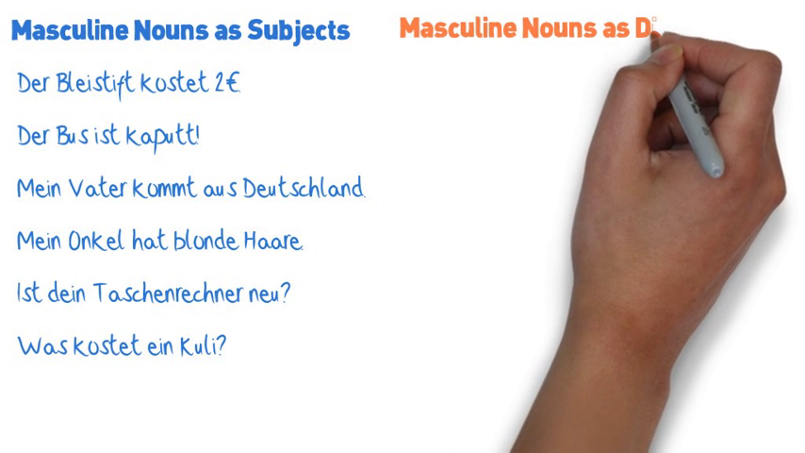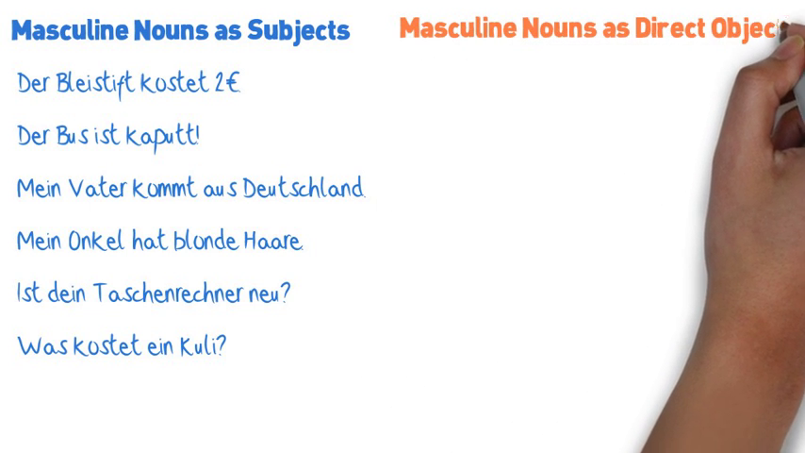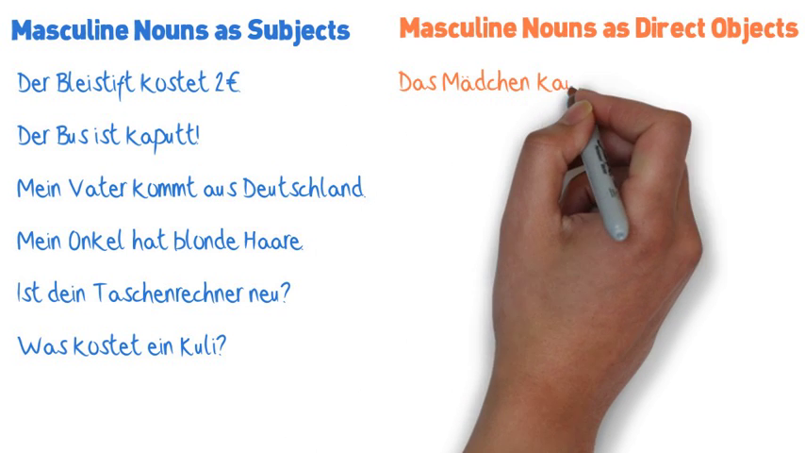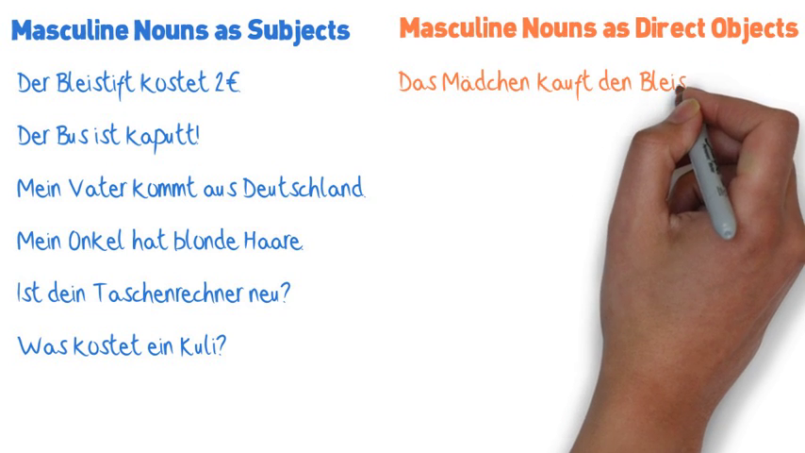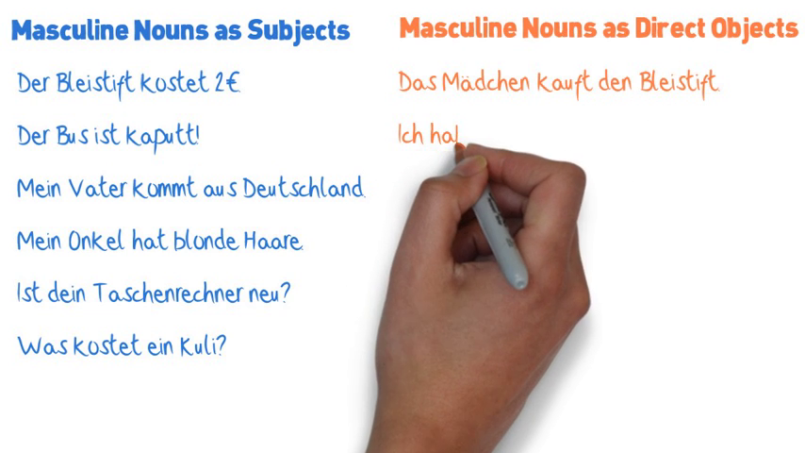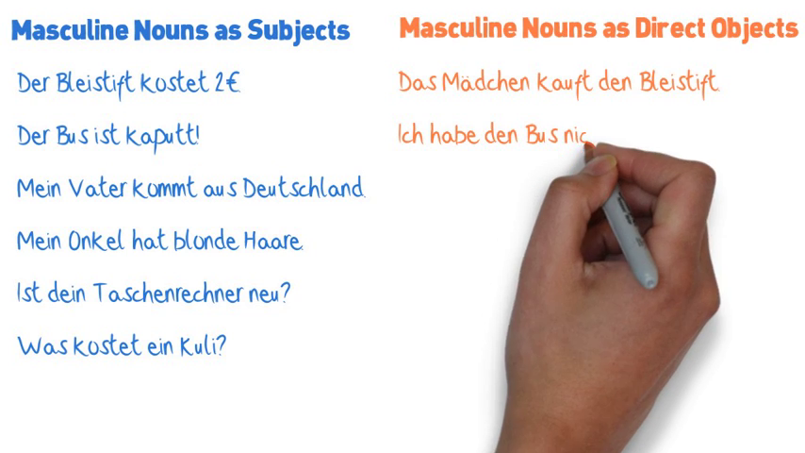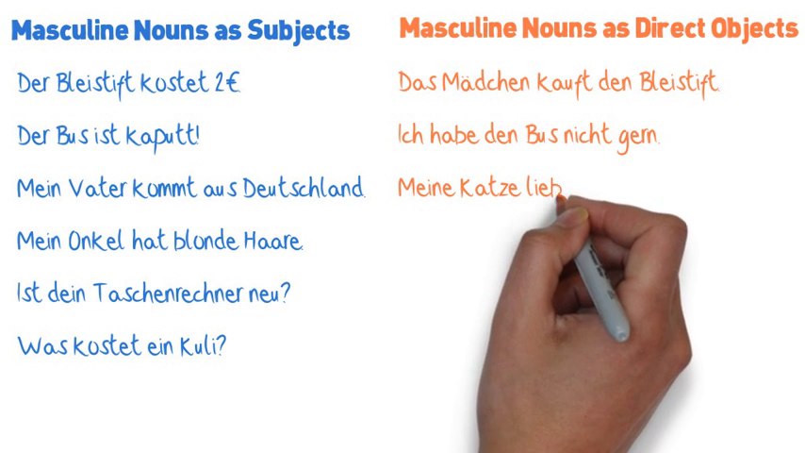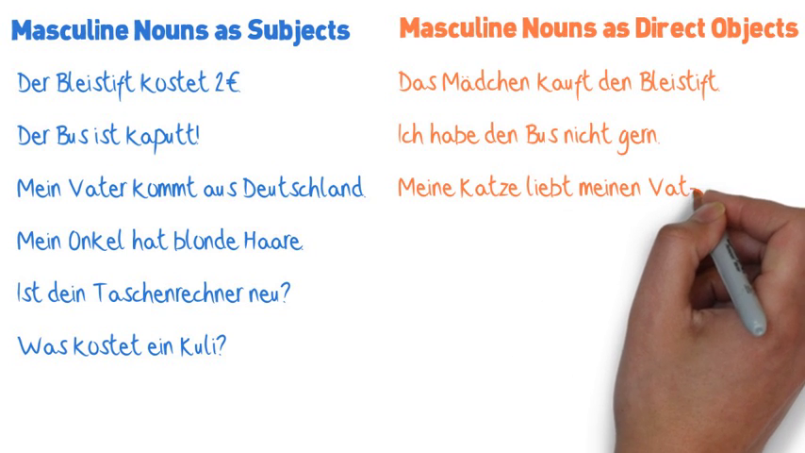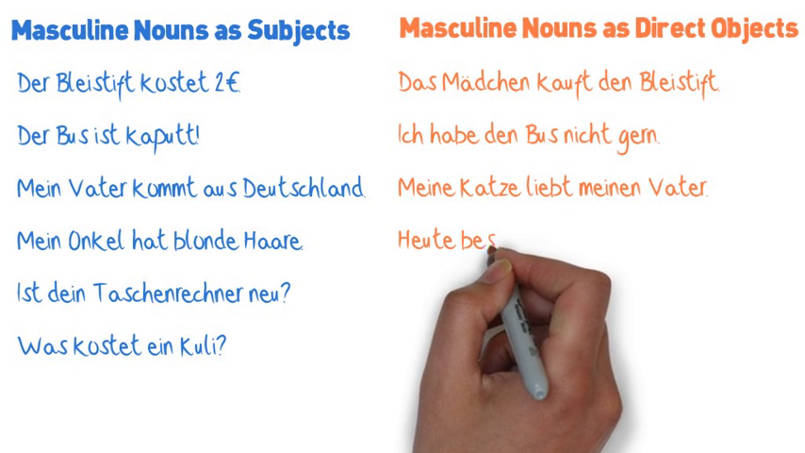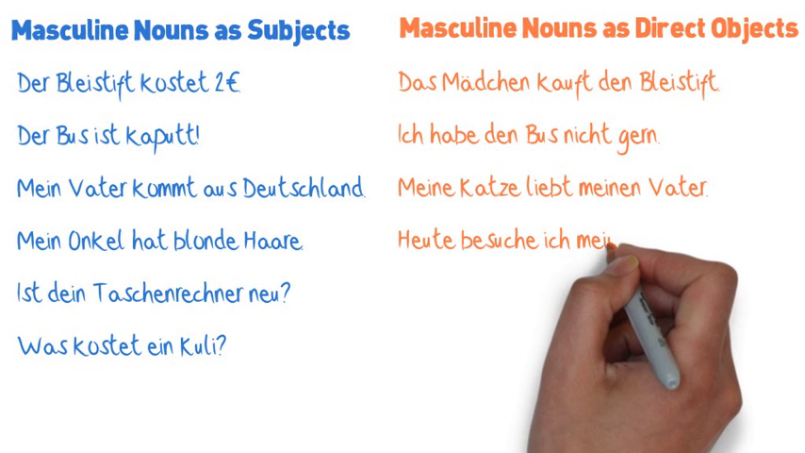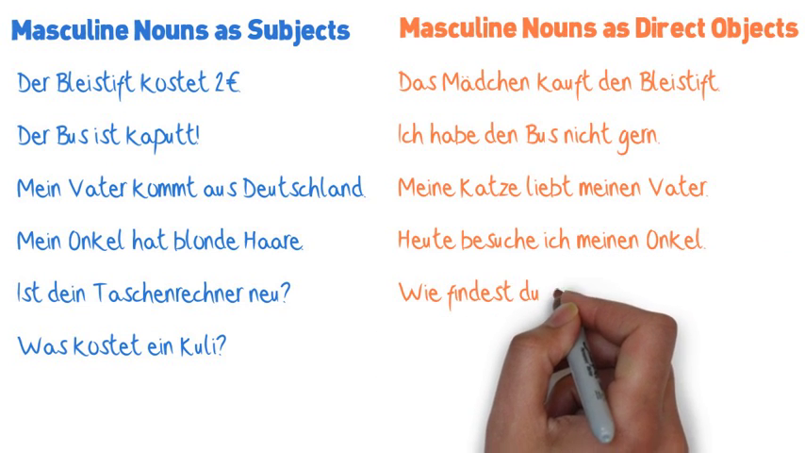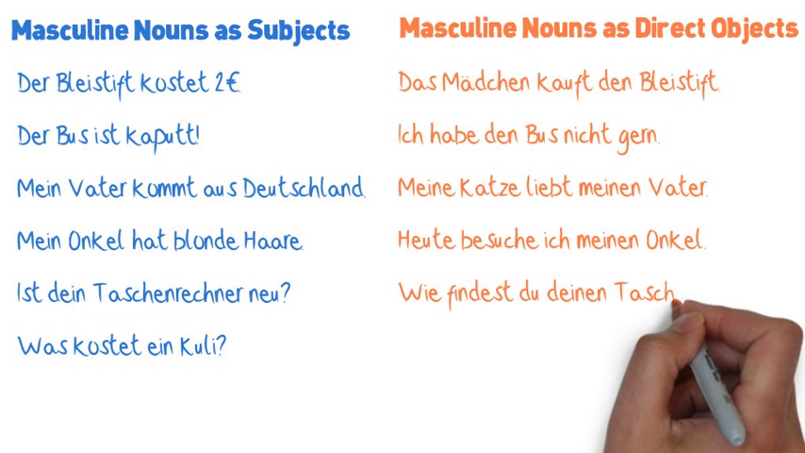Now, compare those sentences to some new sentences where the nouns are direct objects, meaning that they are in the accusative case. In each of these sentences, the masculine noun is being used as a direct object. So we use den for "the" and einen for "a." And if we're using a possessive form, then we also base that off of einen. Meinen for my, deinen for your, seinen for his, ihren for her, etc.